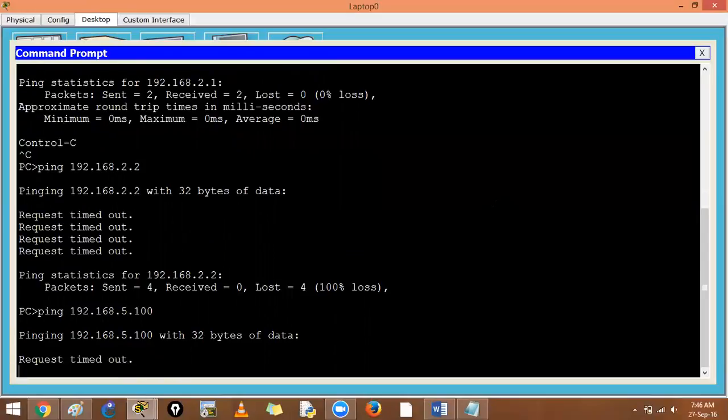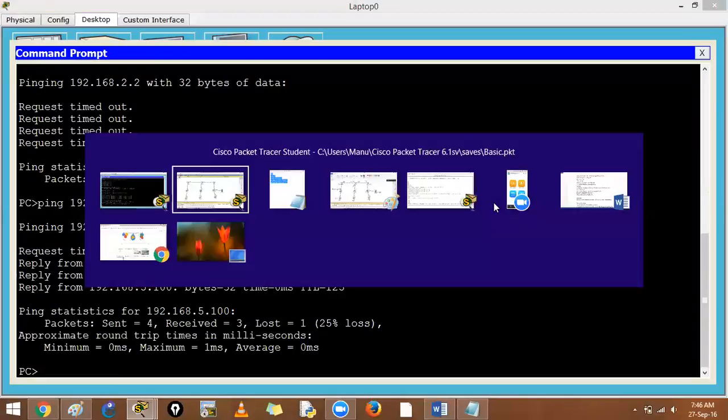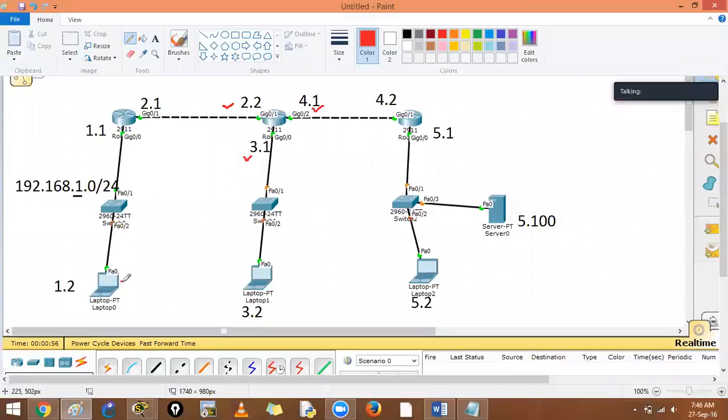It should take a few seconds, and the first packet will be dropped. Later on, everything will be fine. So I have established the connectivity from this PC over here till the server over here. Getting the point? How to run EIGRP in a very basic way? Okay.